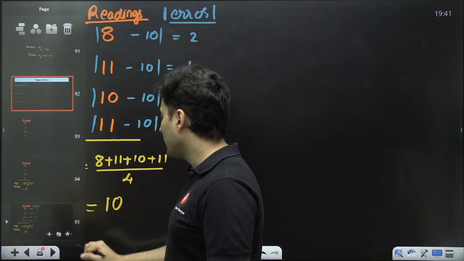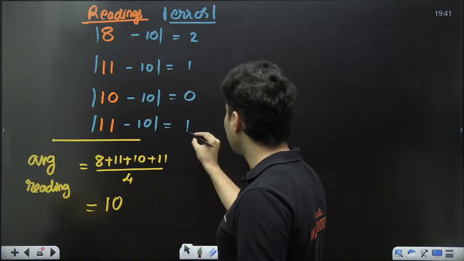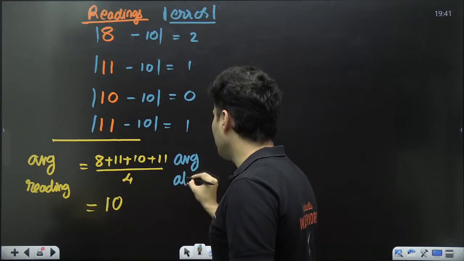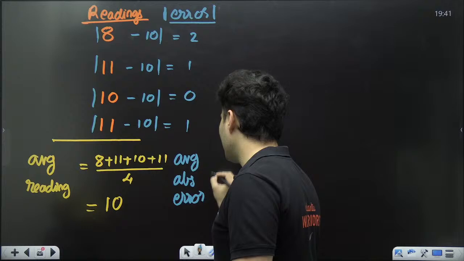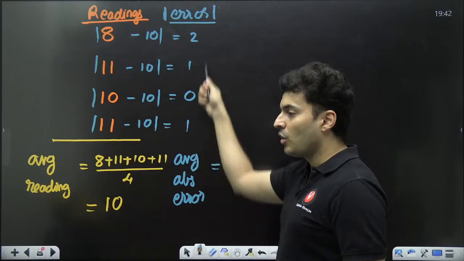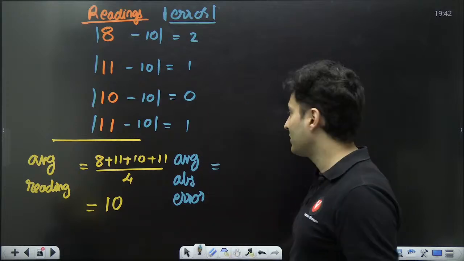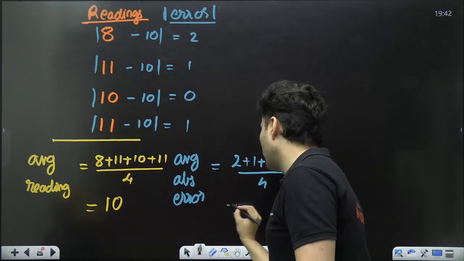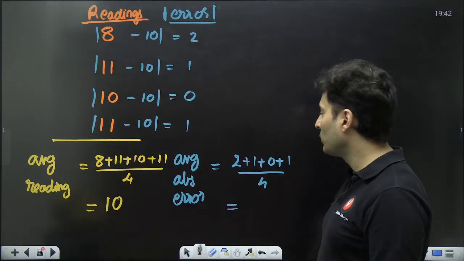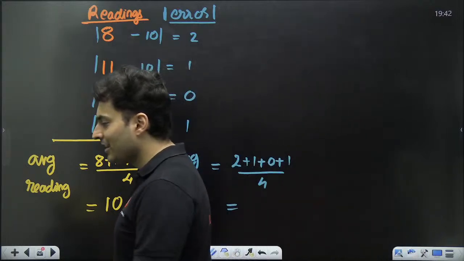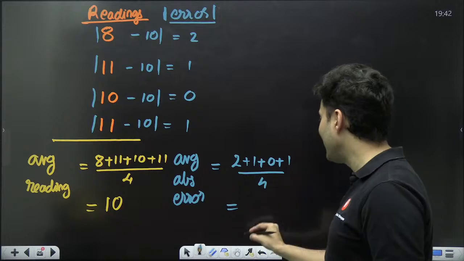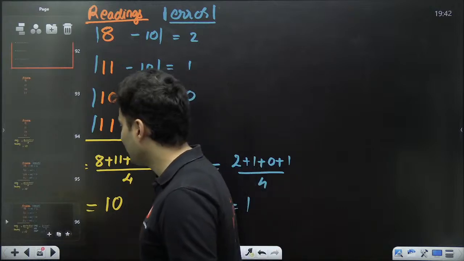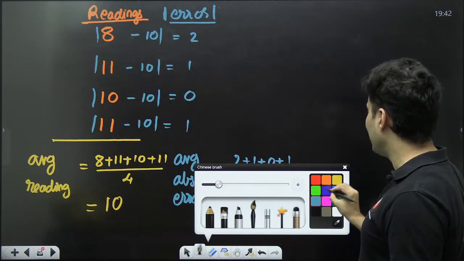Okay, this much done? Everybody till now? The next step is to find the average absolute error, the average of the absolute errors. Absolute means modulus. So it will be 2 plus 1 plus 0 plus 1 divided by 4. Come on, my dear students. How much is it coming out to be? Some of you have got the answer so quickly. Very nice. Is it coming out to be 1? Very good.